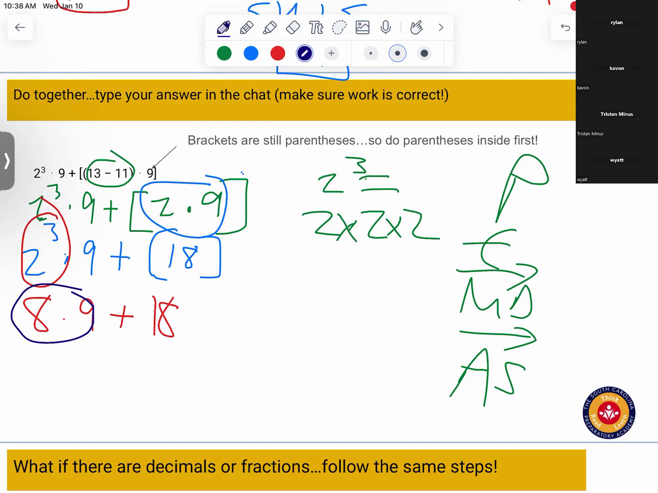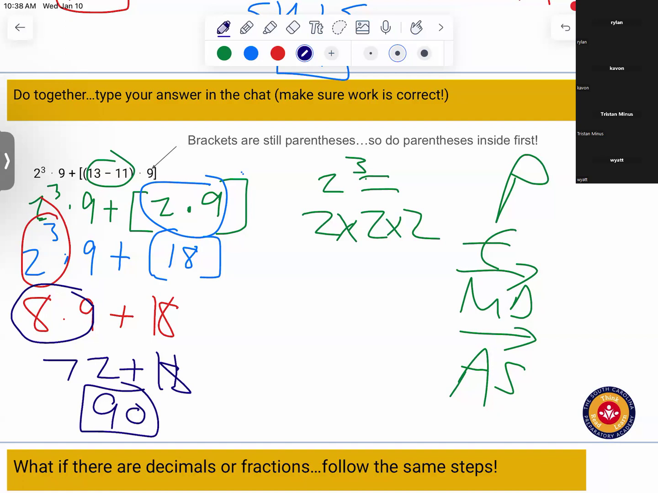Give just one more second if anybody else wants to get their answer in. 72 plus 18 is 90. All right. Questions on that one?